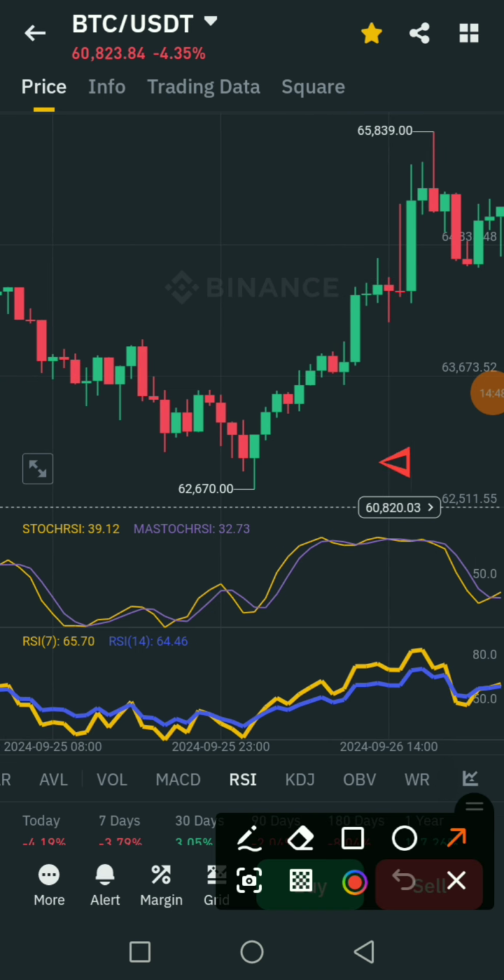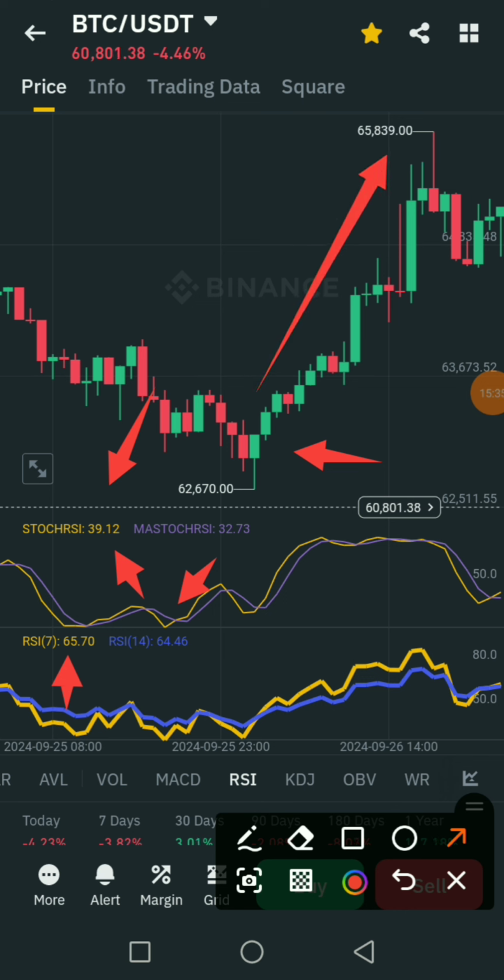Over here, when BTC was at 62,670, the normal RSI 14 over here is showing 64, and RSI 7 is showing 65, meaning that this asset is overbought and is due for reversal. That is what this RSI is telling us, that it is overbought and is due for reversal. But as you can see, the stochastic RSI here is showing just 39. It means that it is actually not overbought. It might continue to go up. And what happened? It went up.